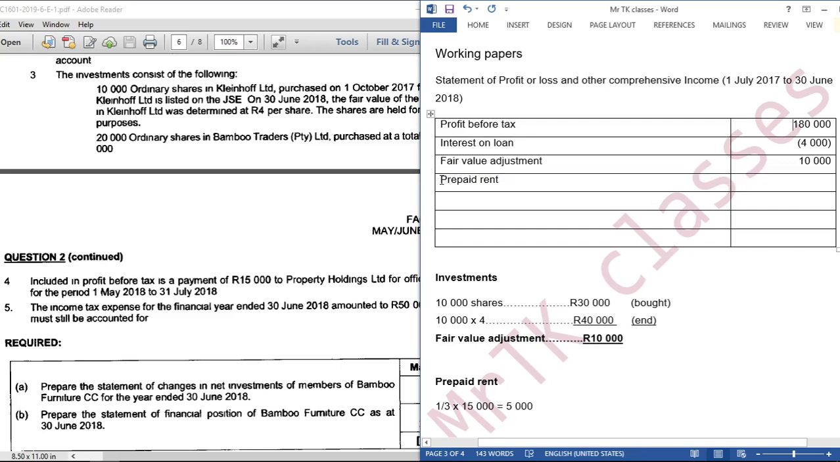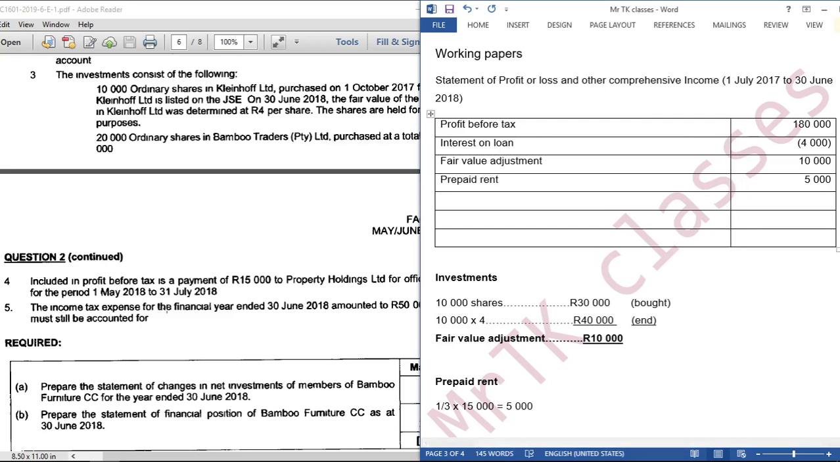What do you know about prepayments? Prepayments should not be included in the calculation of profit, right? But this 5,000 was subtracted from here. So it means that we need to reverse that. So how do we reverse? We reverse by adding that 5,000. We add it back because this rent that was paid in advance was subtracted from our profit, and we know that we don't subtract prepayments. So we add that 5,000 back. All right. So what is another one?